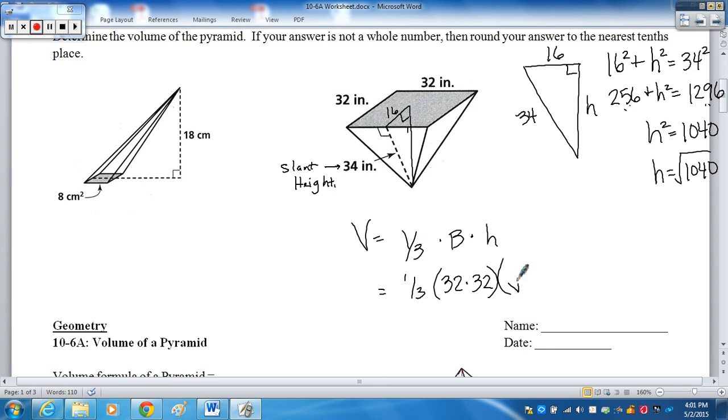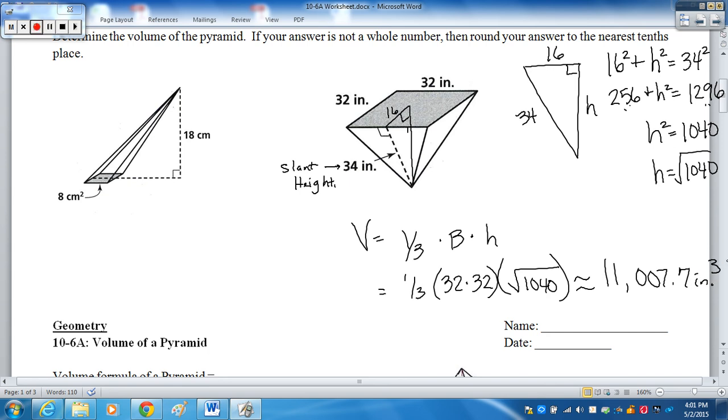And so from there, I go ahead and plug that in for my height. And then to the nearest tenth place, make sure you've calculated this out correctly. You're going to get a volume of 11,007.7 cubic inches.